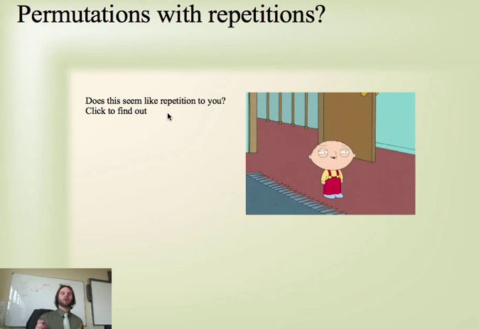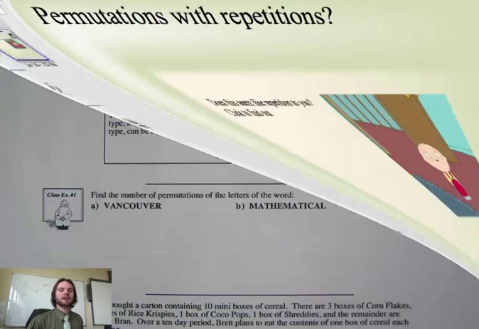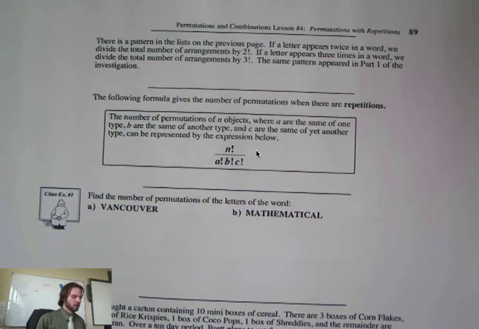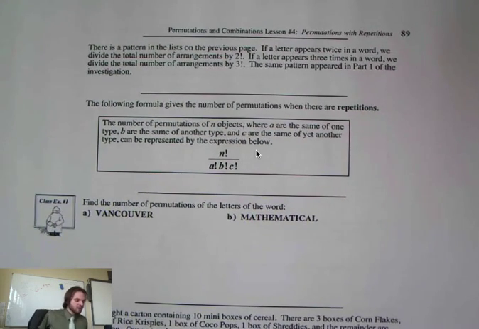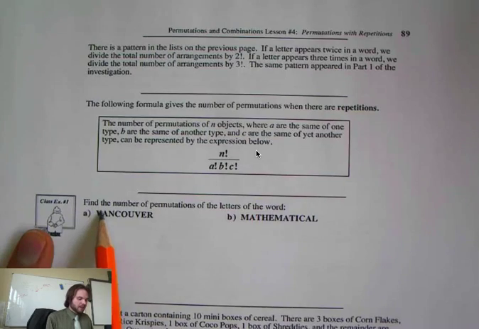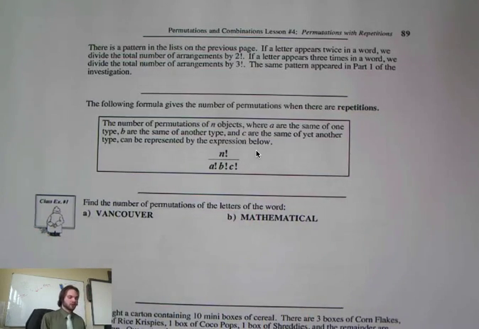So instead of it being long and annoying like that, we're just going to find ways of using permutations to help us solve repetition problems. So let's go ahead to page 89 in your book. Alright, so here we go. We're looking at find the number of permutations for the following words.